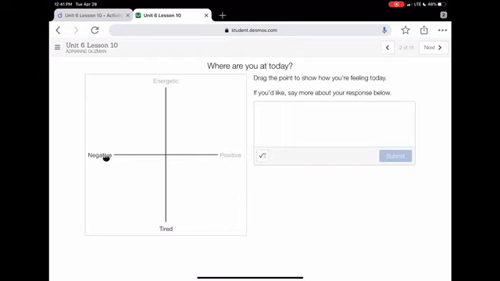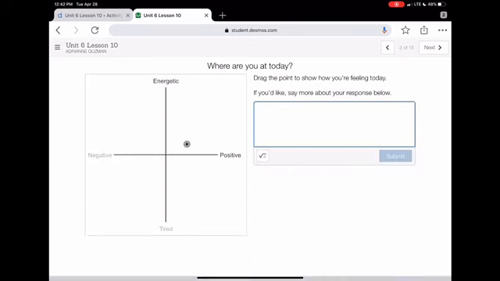I'm actually feeling really negative and I'm really tired. Or I'm feeling positive and I have a lot of energy. Positive, or I might be a little positive, a little energetic. Okay, so I can stand there and then tell me a little bit more why you are feeling that way, and you can type your response.